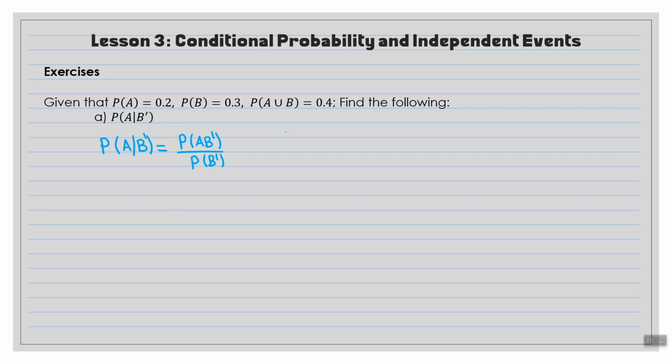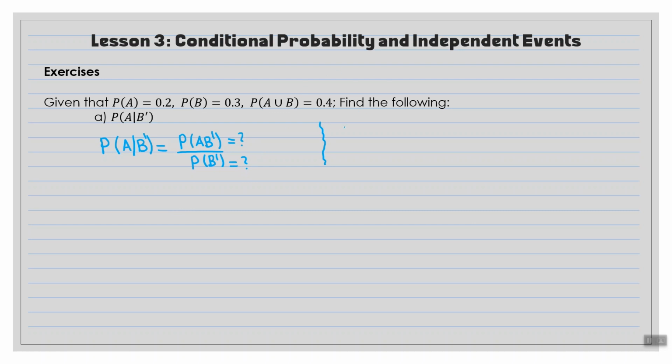Now, on the side here, do we have the probability of A, B dash? We will notice that we don't have this. And the same thing, we don't have the probability of B dash. So we will try to find them using the formulas that we have learned in the previous lesson, the theorems and the axioms of probability.